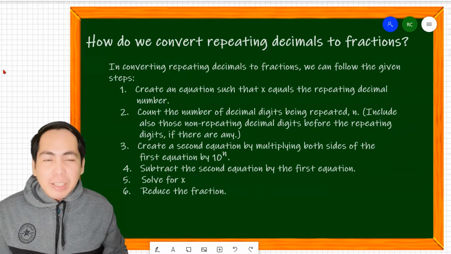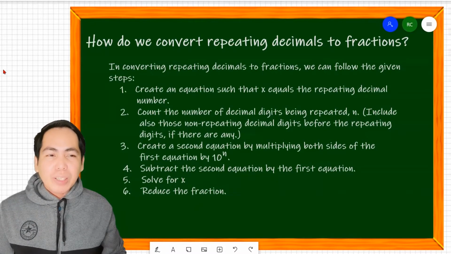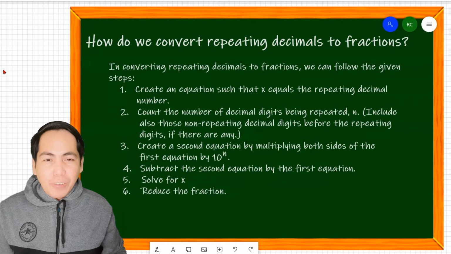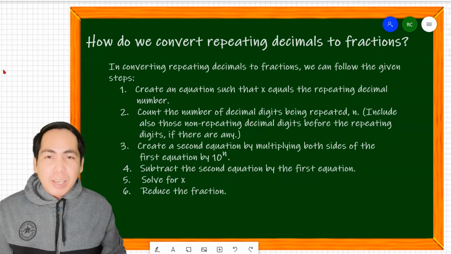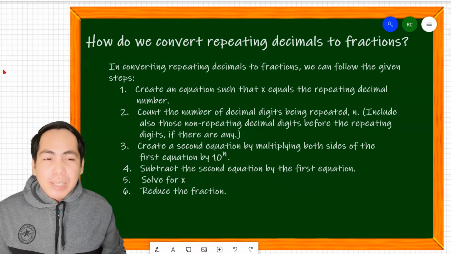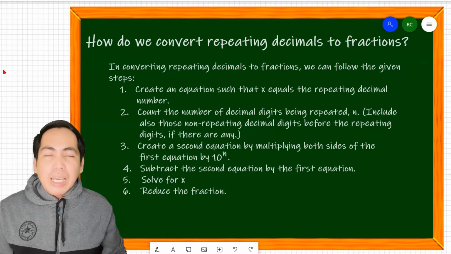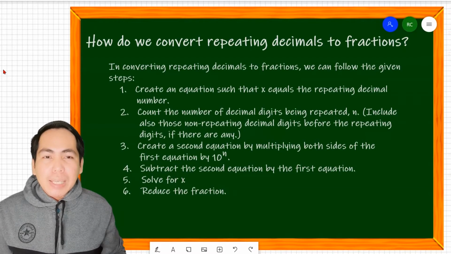In converting repeating decimals to fractions, we can follow the given steps. First, create an equation such that x equals the repeating decimal number. Second, count the number of decimal digits being repeated and label it as n. Include also those non-repeating decimal digits before the repeating digits if there are any.